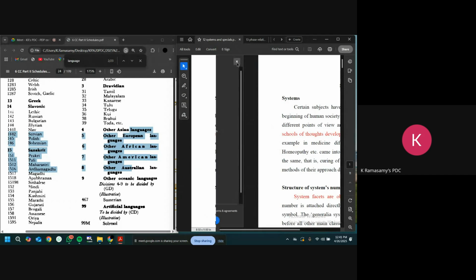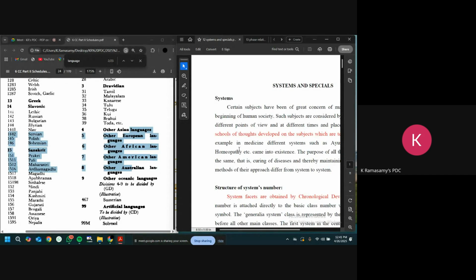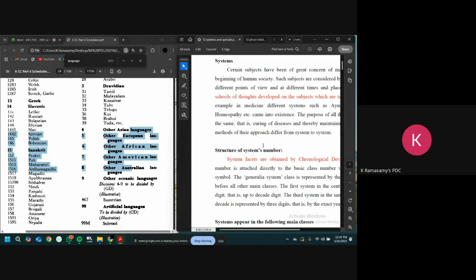Then comes, very importantly, for the remaining 20-25 minutes, I want to concentrate on 4 or 5 important concepts. One is system and special. Ranganathan is known for systems and special. System means how you are doing a particular thing, whether you are going for allopathy or homeopathy or Unani, how you are healing a disease, how you are doing a particular work. The methodology is called a system.